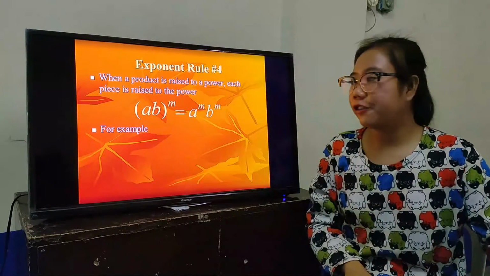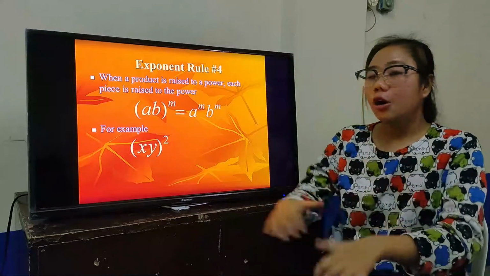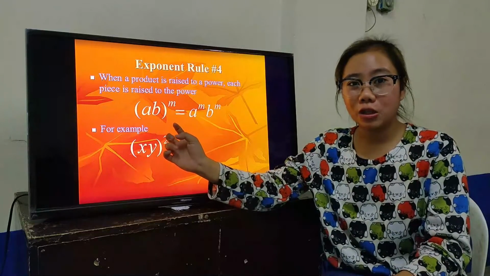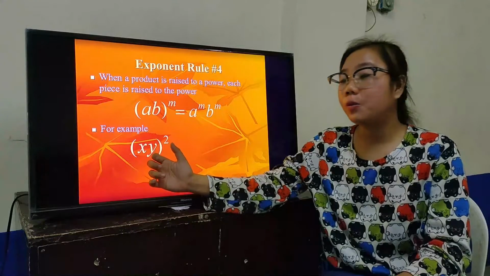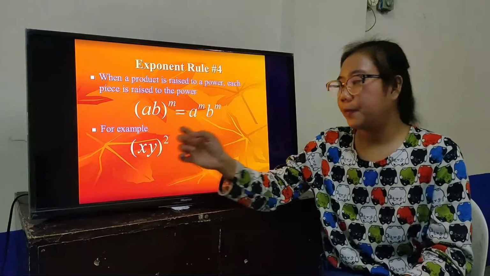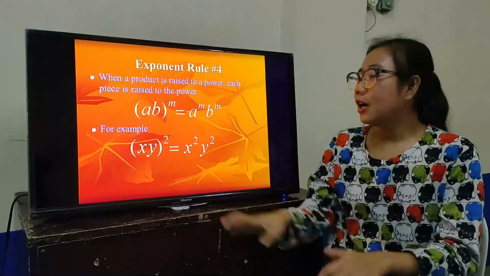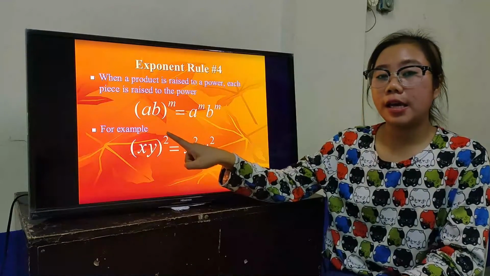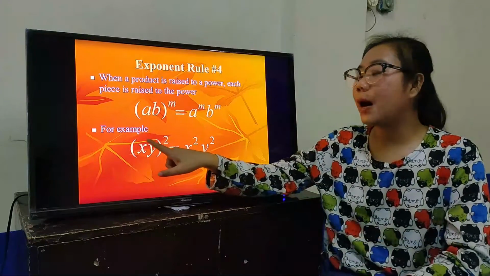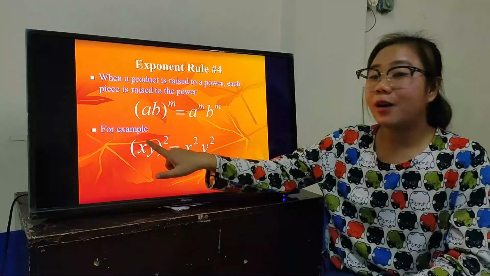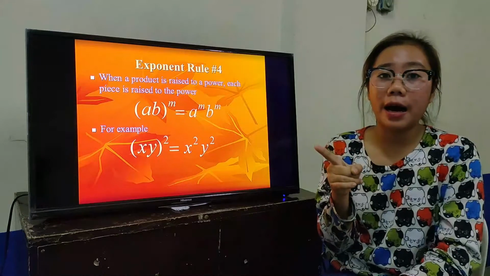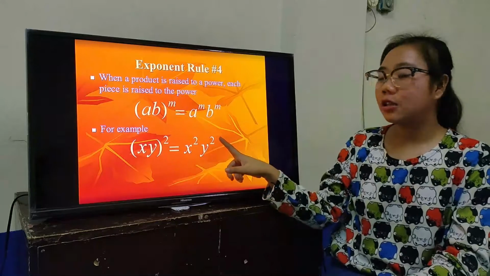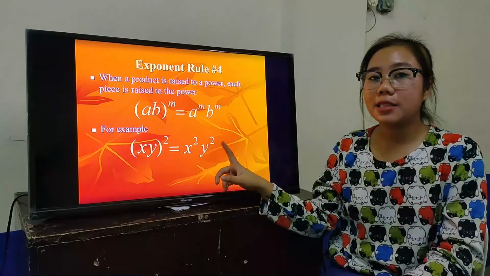So let's have an example for this. For example, we have here the quantity of x, y to the power of 2. You are going to distribute or multiply the exponent to an exponent, a power to a power. So we have 1 here, right? We have an imaginary 1 as an exponent. So 1 times 2 is 2, 1 times 2 is 2. So we have x squared, y squared.